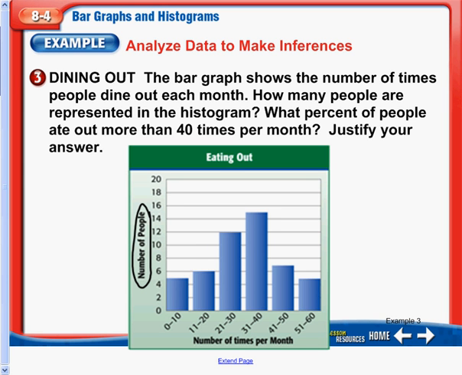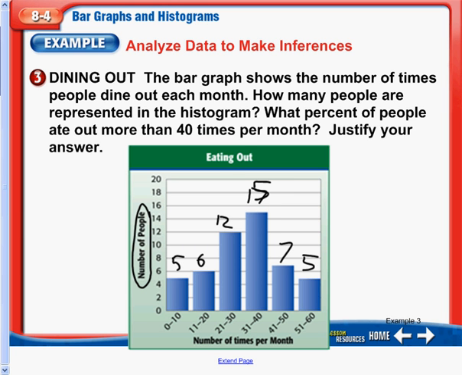So from 0 to 10, I see we're at 5. 11 to 20, we're right at 6. 21 to 30 times a month, we're at about 12. 31 to 40, that's 7. It's not 17, but 15. And then 41 to 50 is about 7. And 51 to 60 looks like they're at 5.